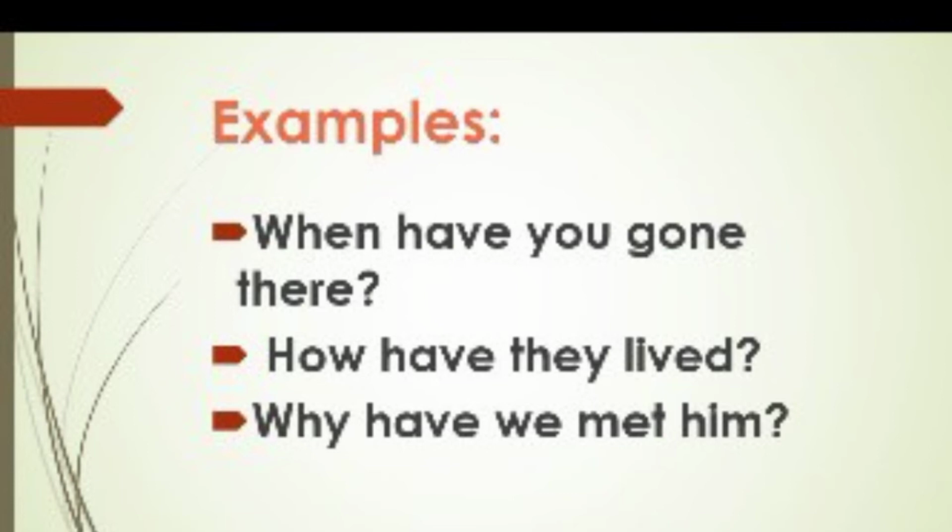So at first the W's question is written, then have, then the subject they, and last one verb 3, and finally you have to put a question mark. Last example, why have we met him? So here first one is W's question, then have, then you have to write the subject, here subject we, then verb 3, met, and then object him, and finally you have to put a question mark.